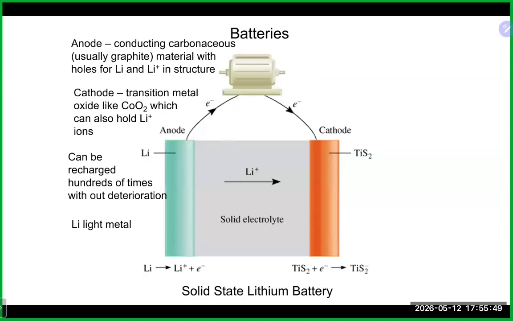Now, this is a lithium solid state battery, and it has, as the anode, a conducting carbon material like graphite. It has little holes in it that allow, as this guy gets oxidized in our anode compartment, for it to travel across to the other side as well. And it can be recharged hundreds of times. It's a very light metal, which is why lithium batteries are used for a lot of purposes. You don't want a really heavy battery in things, so it makes it a little bit lighter along the way. And again, it can be recharged a lot because of some solids that you get as a result of the reaction that occurs here.